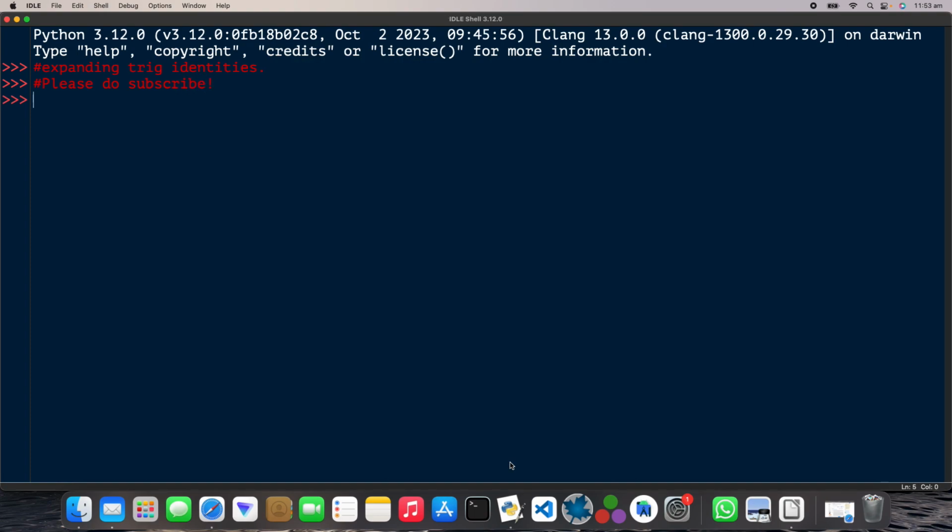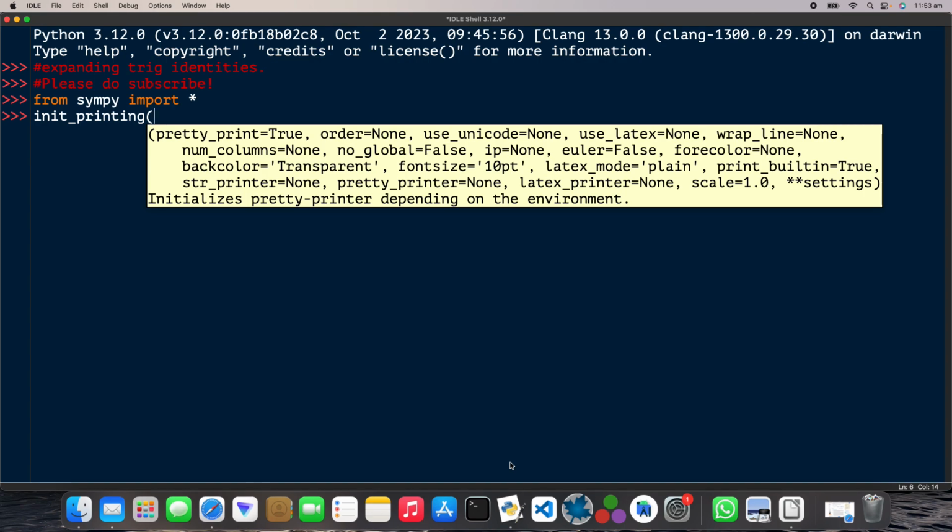Right, so let's get started. Let's import the library that I need to use. So from SymPy, import star, and then init printing. That's just to print nice answers. So pretty print, yeah.